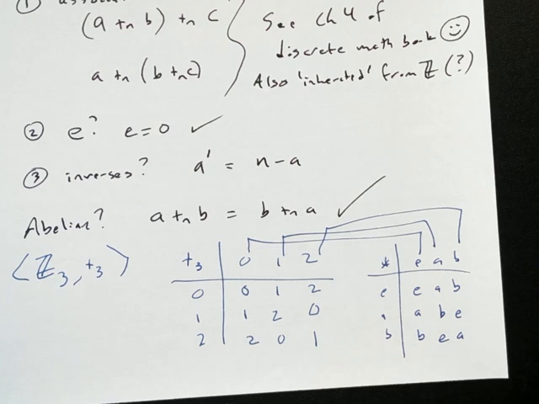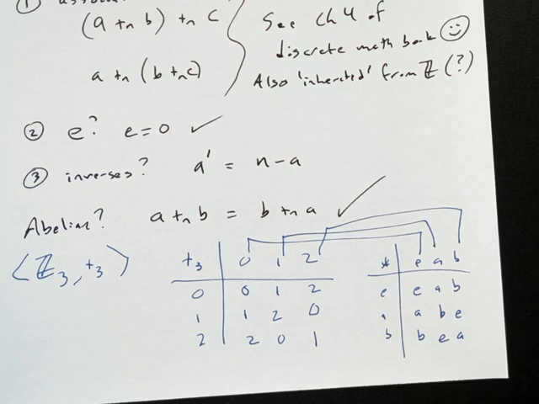There's only one group of size 3. It always looks like this. Which means, if you have any group of size 3, it's automatically abelian. Because it's got to look like this, and this is abelian.